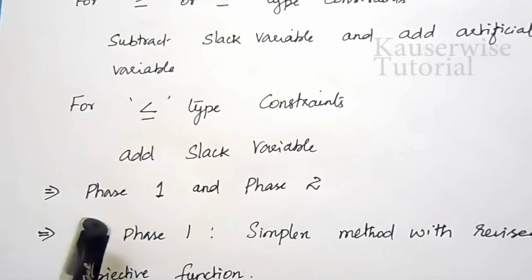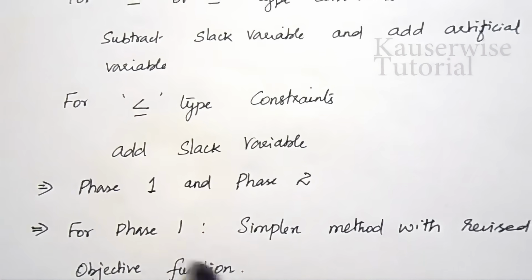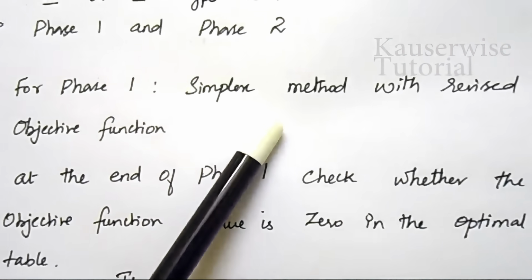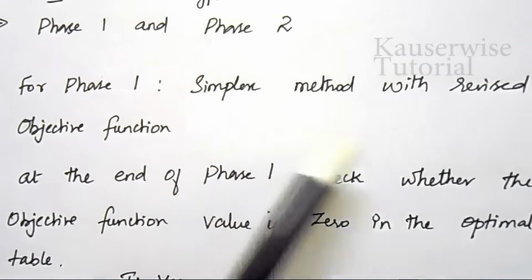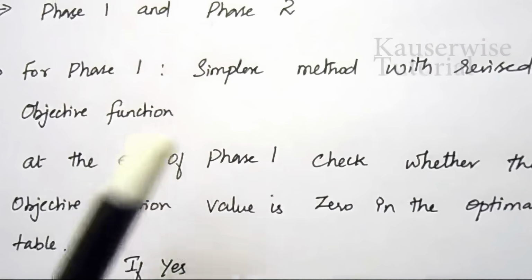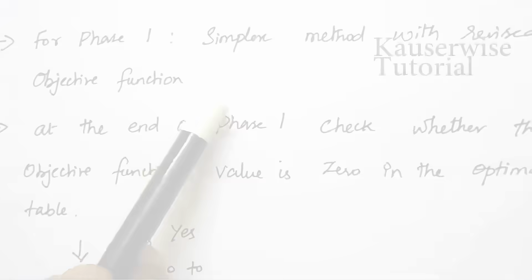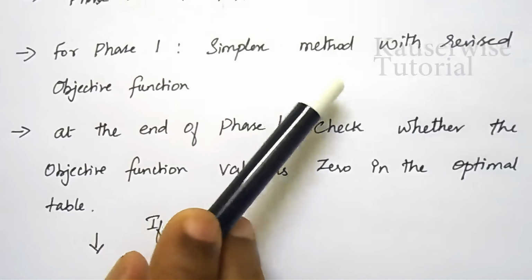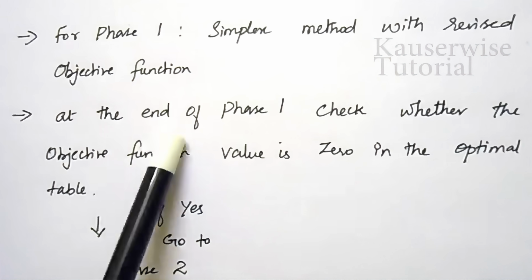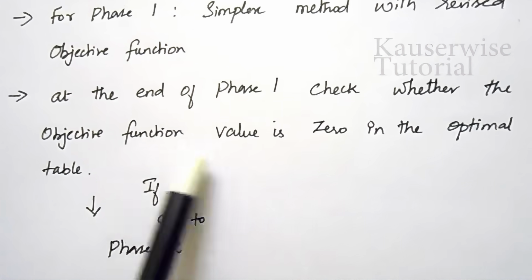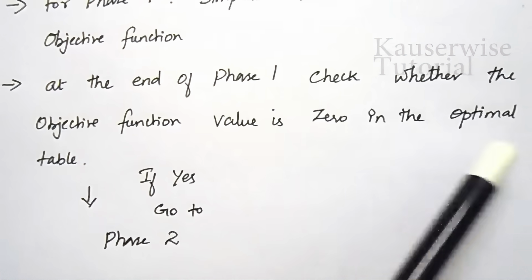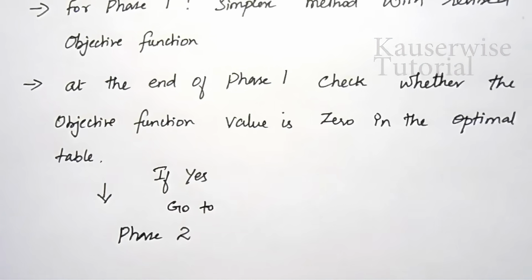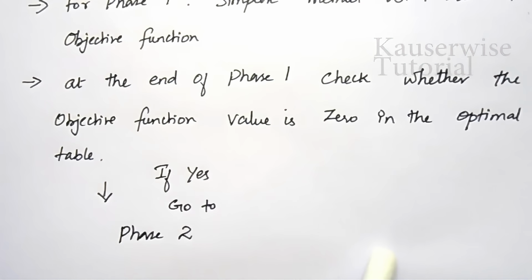The next point is it has two phases, phase 1 and phase 2. For phase 1, we are going to follow the same algorithm which we applied for the simplex method, but with the revised objective function. Initially we have to prepare the initial simplex table for phase 1 and apply the usual simplex method till the optimality is reached. At the end of phase 1, check whether the objective function value is 0 in the optimal table. If yes, go to phase 2, or else just conclude that this problem does not have any optimal solution.